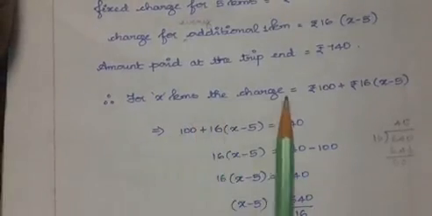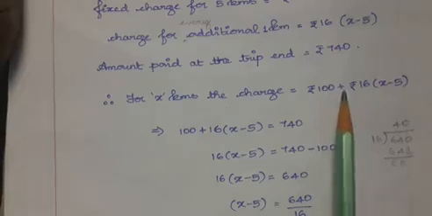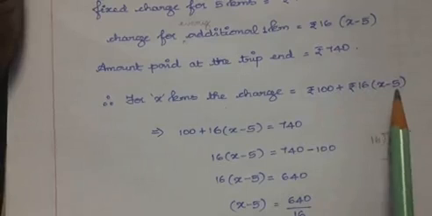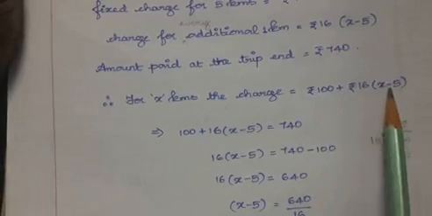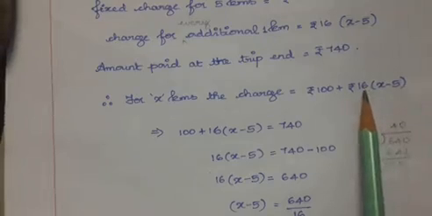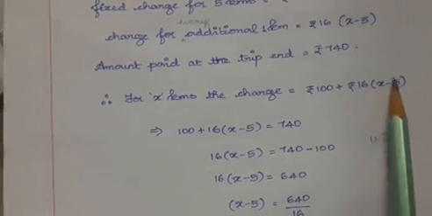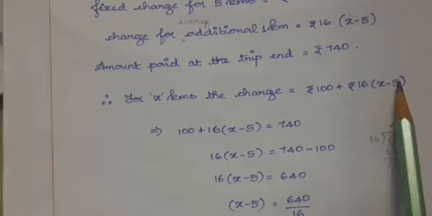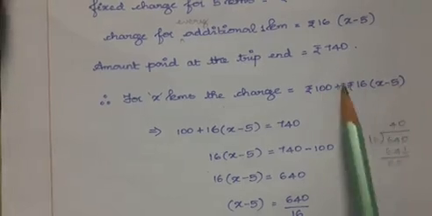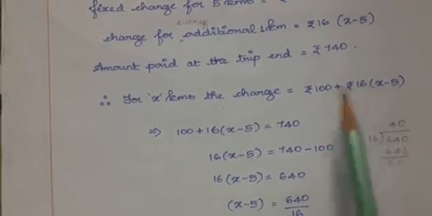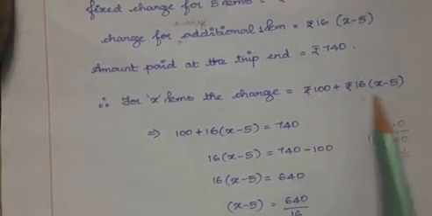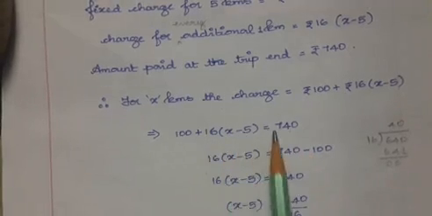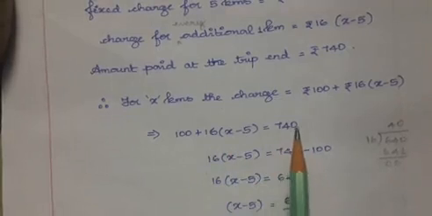Therefore, for x kilometers the charge is equal to 100 rupees plus 16 into total distance minus 5 kilometers. That is total kilometers minus 5 kilometers, because the 16 is not for the whole kilometers, it is for the whole kilometers minus 5 kilometers. Clear? So now we are going to take this algebraic expression to solve this problem. This total will give you 740 rupees. 100 plus 16 into x minus 5 gives you 740 rupees.